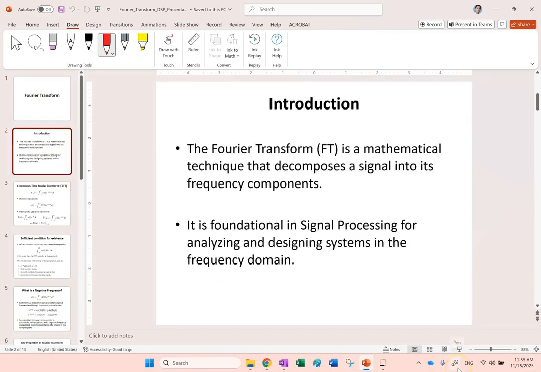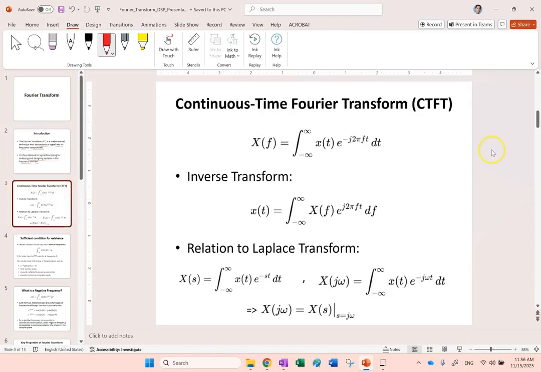Fourier transform, developed by the French mathematician Fourier, is a technique that will give you the frequency components of the signal. Okay, and it's a very, very important method. It's a foundational method in signal processing to get the frequency content of the signal, to analyze it, to design filters for it, and so on and so forth. So let's go ahead and see what this transform is.